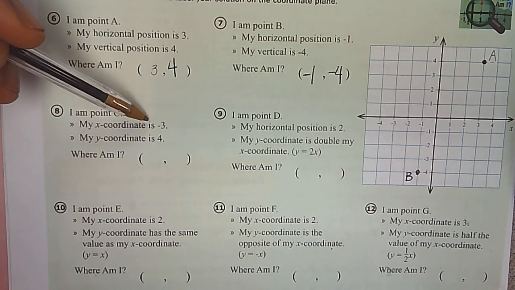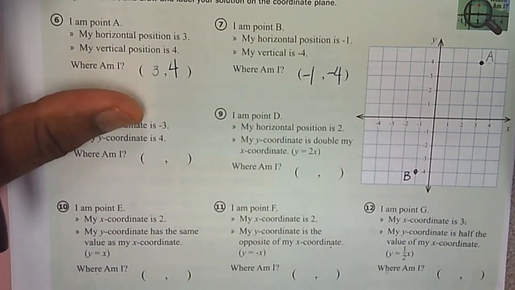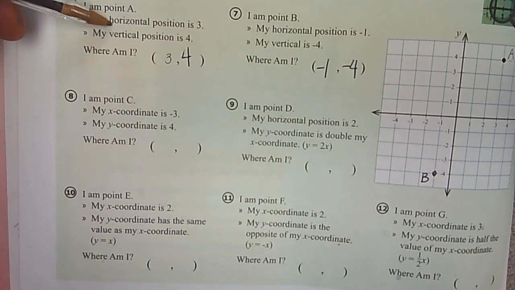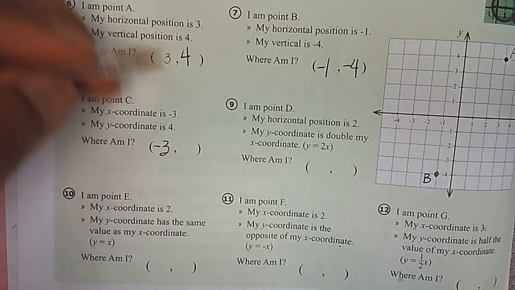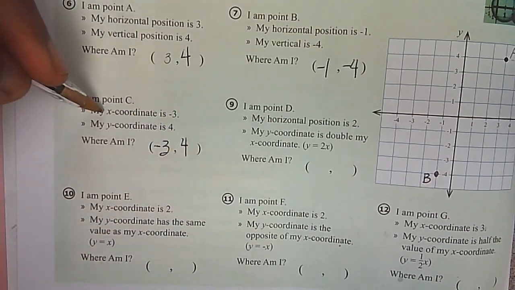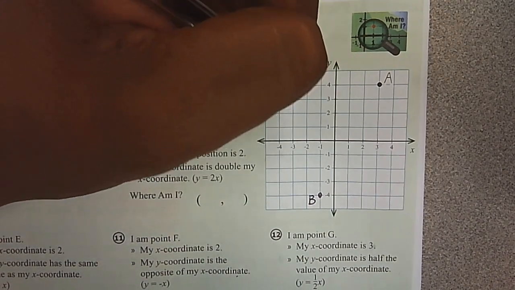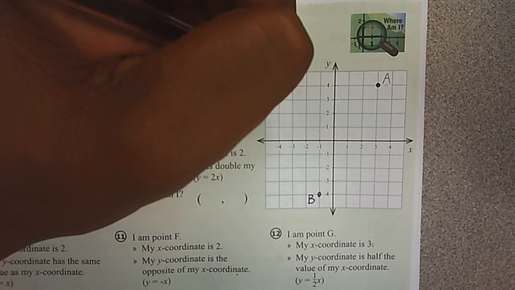My x coordinate is -3. Remember, we talked about horizontal is your x, so this is -3. My y is 4. Cool. So if one's x, the other's y. Over here, this is going to be back 3, up 4, which is C.